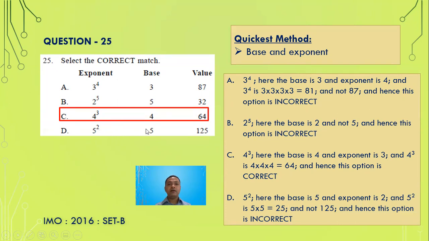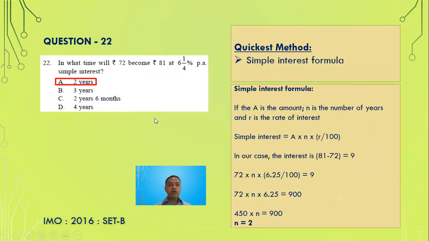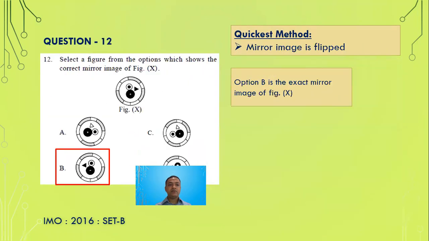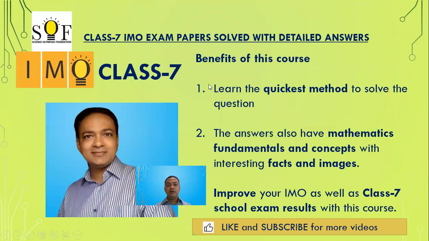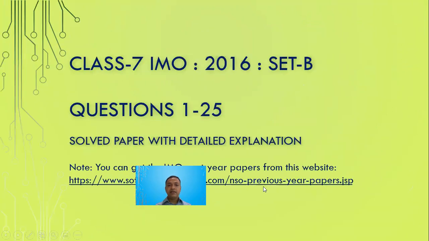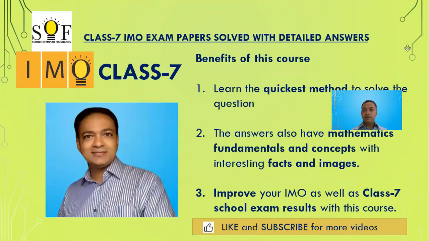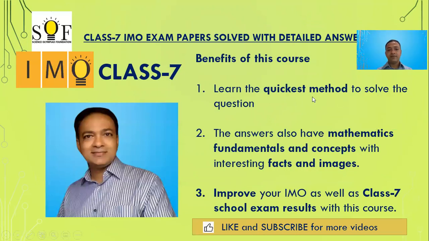Option D is incorrect. So we have completed all the questions 1 to 25 from the exam paper 2016 set B. And again, we learned the quickest method to solve the questions. We understood some maths fundamentals and concepts, the base and exponents, also the BODMAS method, and some other fundamentals. And I hope that this also will be useful for your school exam.